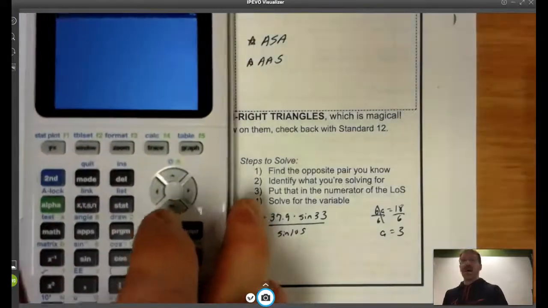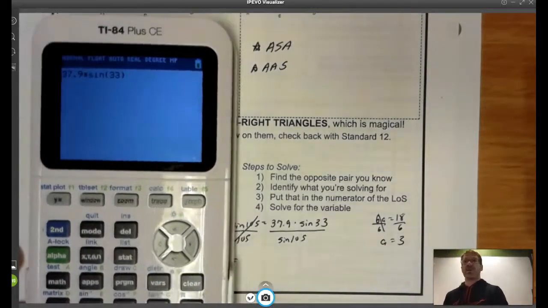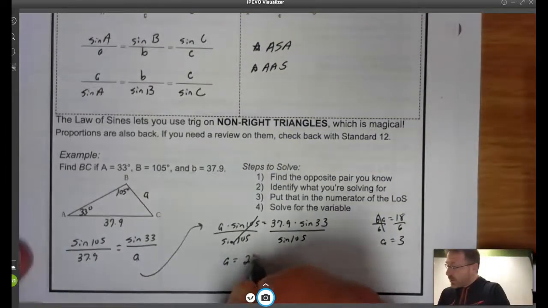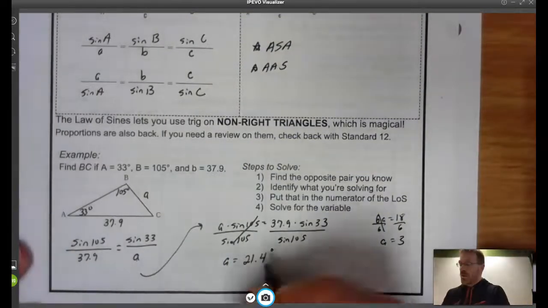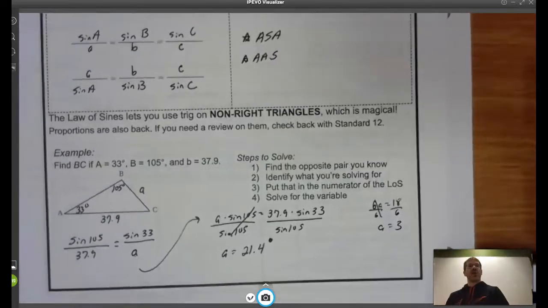So now when I go to my calculator, I can do 37.9 times sine of 33. And once again, just make sure your calculator's in degree mode since we're working with degrees. Hit enter. And then I can divide that by sine of 105. All right, so there's 21.36, and so I'm going to say this is 21.4. Oh, nope, we're solving for a side, so 21.4 units, whatever we are solving for. All right, so there's how we do that.